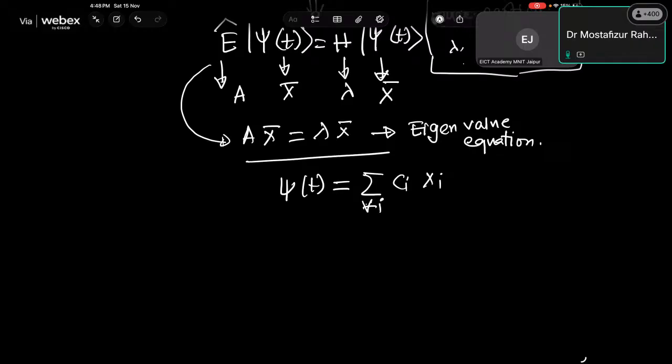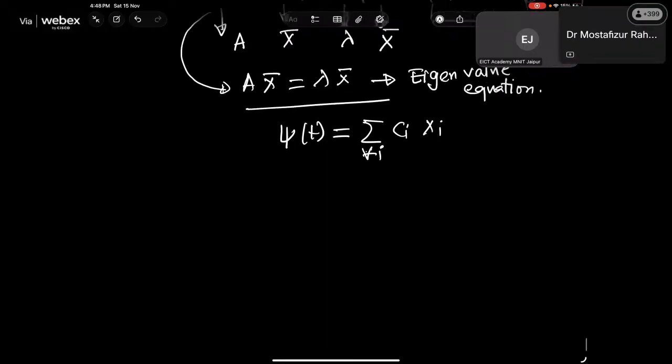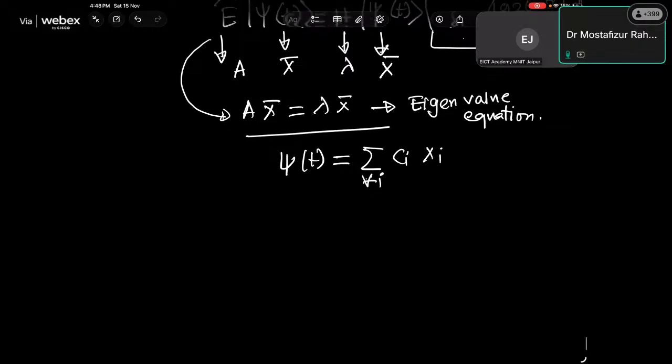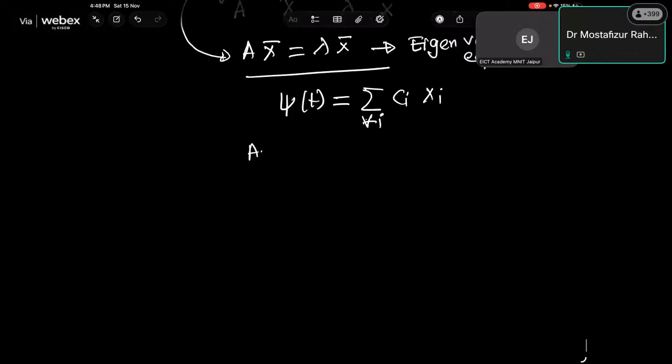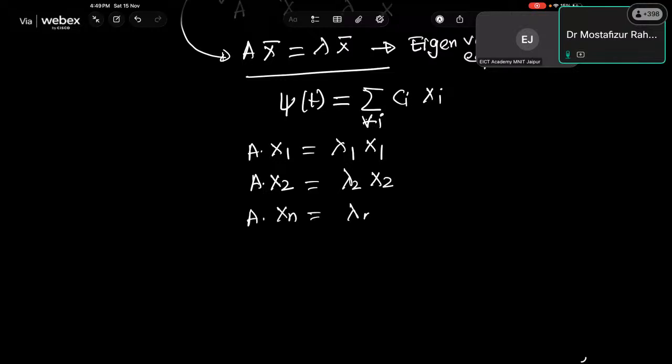For each such x, suppose you get the operator A times x1 equals lambda 1 x1. For another eigenvector x2, you get A times x2 equals lambda 2 x2, and so on. You get A times xn equals lambda n xn. So how many solutions do you get? If it's a full rank matrix, you get n number of solutions.